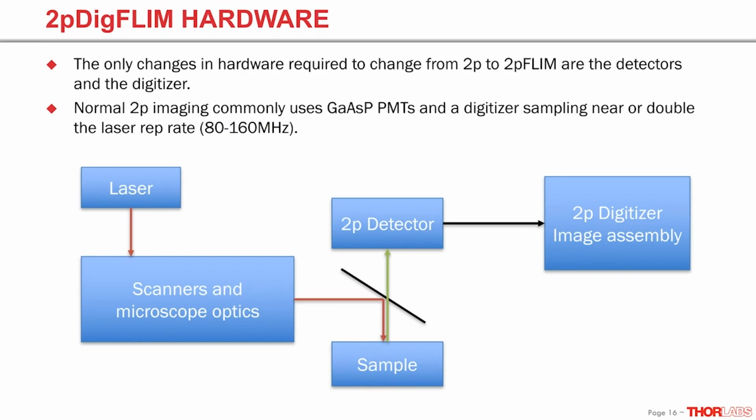So how do we do this? Well, let's look at the components of a typical 2P system. There's, of course, a femtosecond laser, scanners, and a microscope, which has a non-descanned GaAsP detector coupled to a digitizer in a computer.